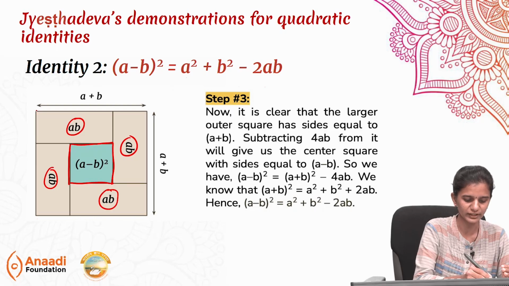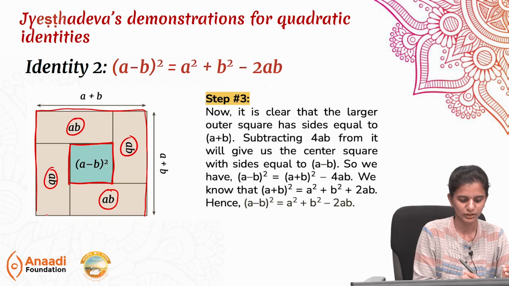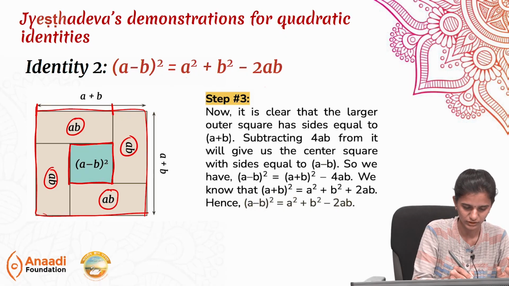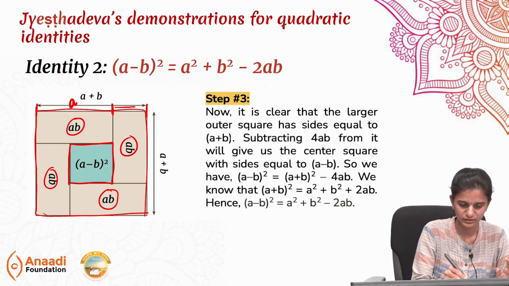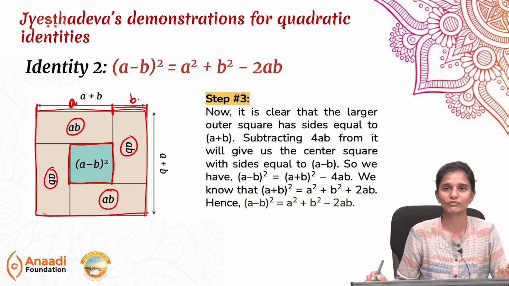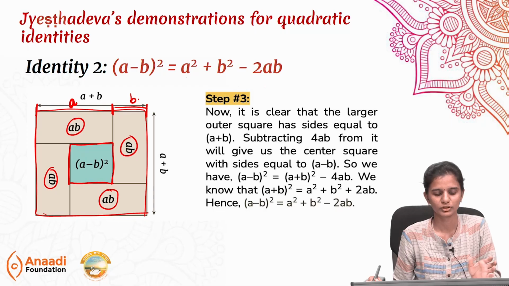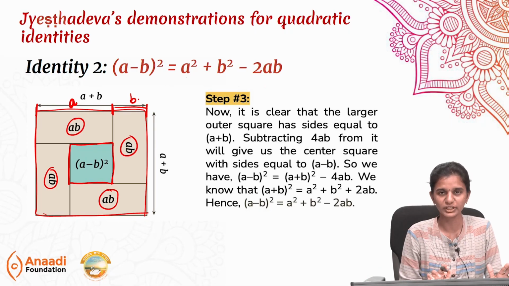But what about the area of this bigger square? Fine, let us see now. So, we know that the length of this is A and this length is B. So, we can say that the length of this square, this bigger square, is A plus B. So, the area of the bigger square would be A plus B the whole square.